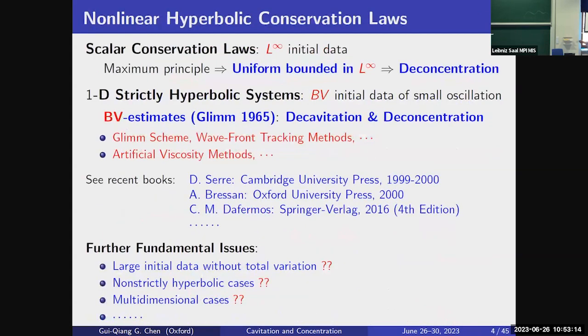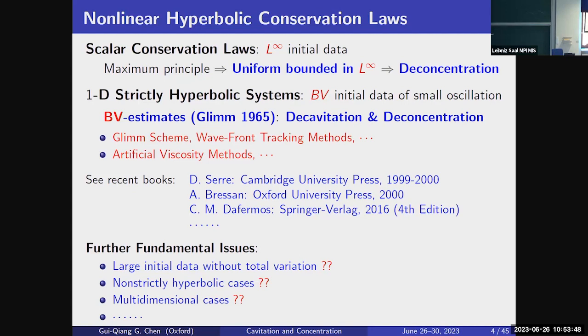For scalar conservation laws, there is no problem because we have the maximum principle, so there is no concentration: initial data infinity, solution infinity. Now for the one-dimensional strictly hyperbolic system, if the initial data is BV with small oscillation, Glimm's theorem tells us the initial total variation is bounded and the solution keeps the bound in total variation. There is also no concentration or cavitation if initially away from vacuum, and the solution keeps the same form.